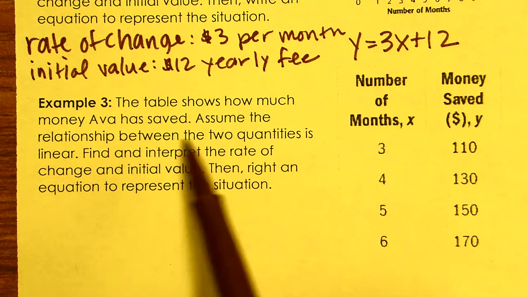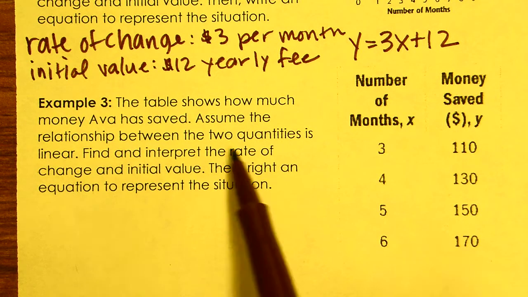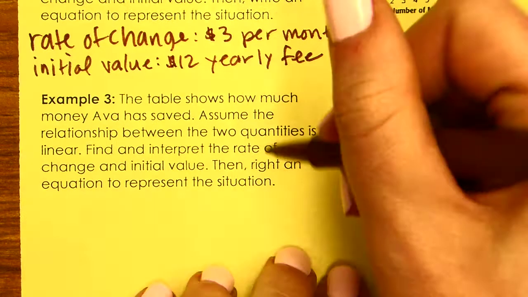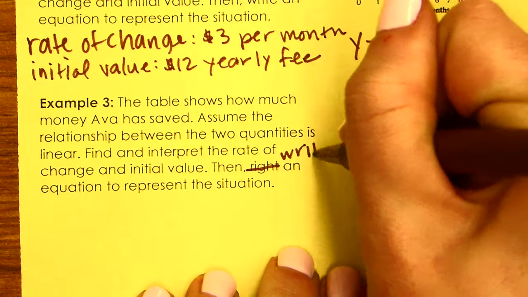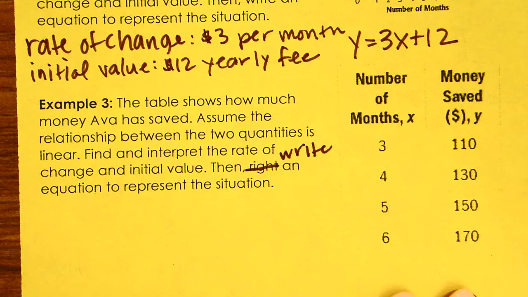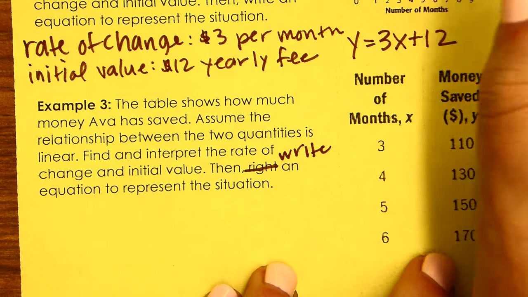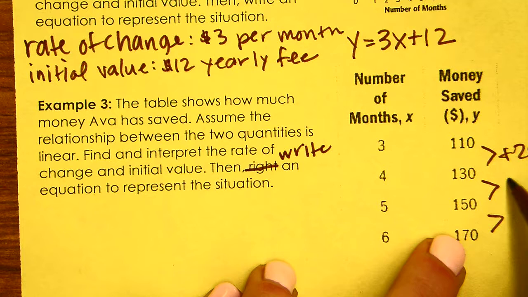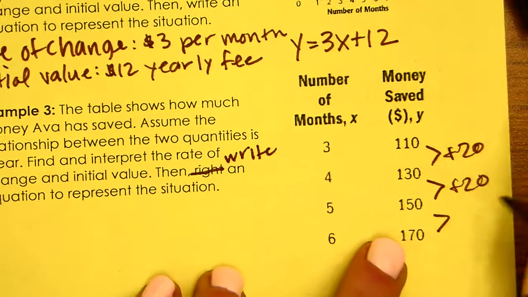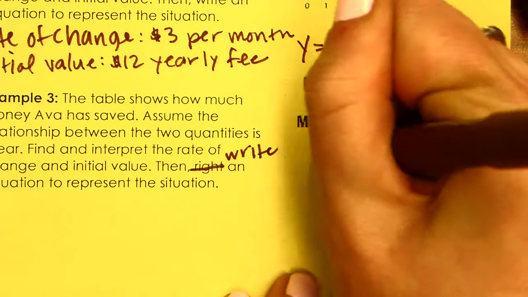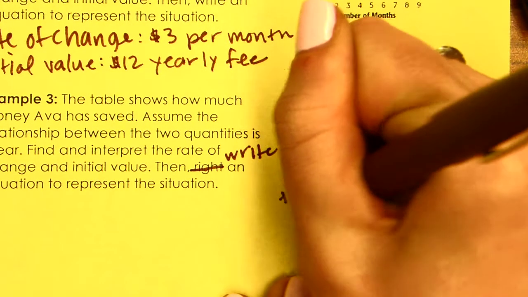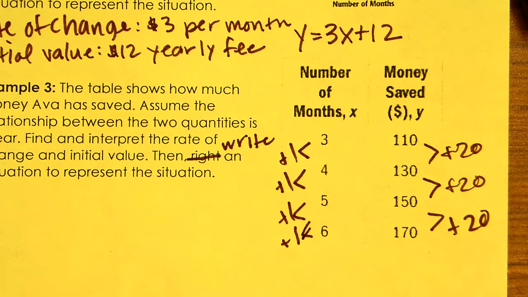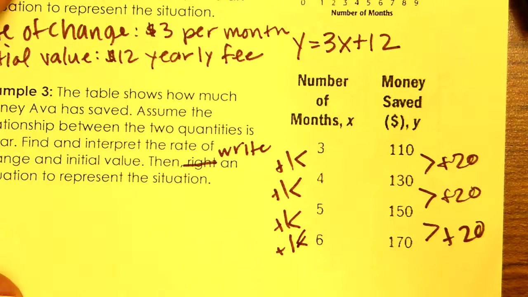Example 3 says the table shows how much money Ava has saved. Assume the relationship between the two quantities is linear. Find and interpret the rate of change and initial value, then write, that is the wrong kind of write. Write an equation to represent the situation. So I can find the rate of change in the table by doing change in y over change in x. The money saved is increasing by $20 every month. And the number of months is increasing by 1. So I know that she's saving $20 every month.